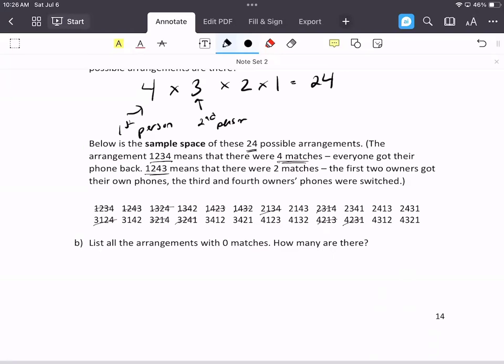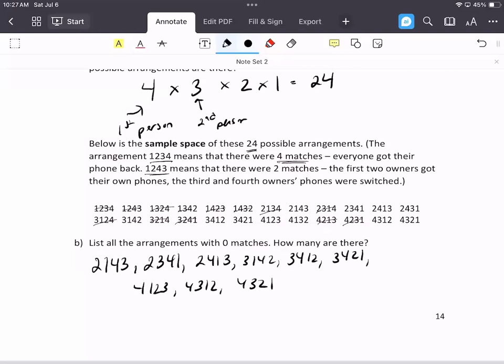And now there are many fewer to look at. So take a moment and see if you can come up with the list of the ones that had 0 matches and write them down. Take a moment, check and see if you got all of these. There are a total of 9 where none of them matched.